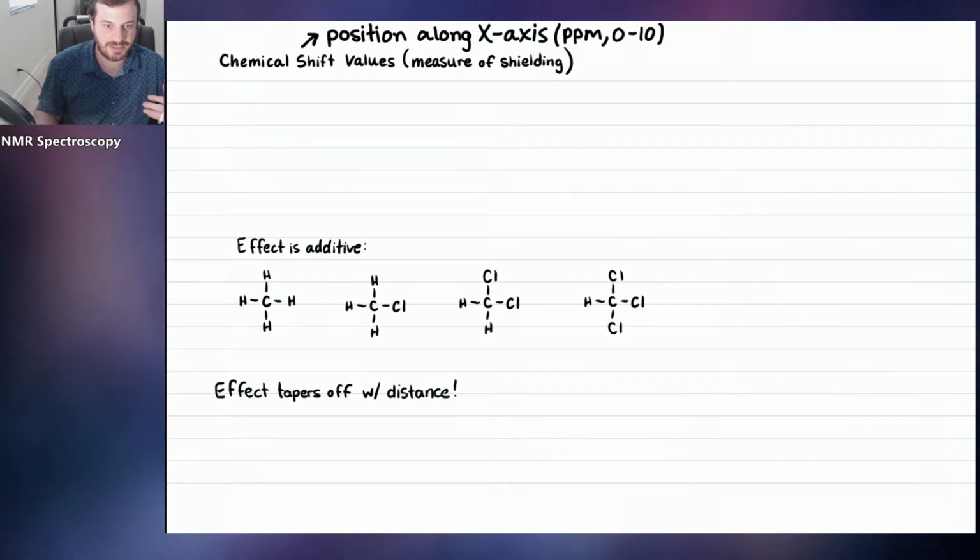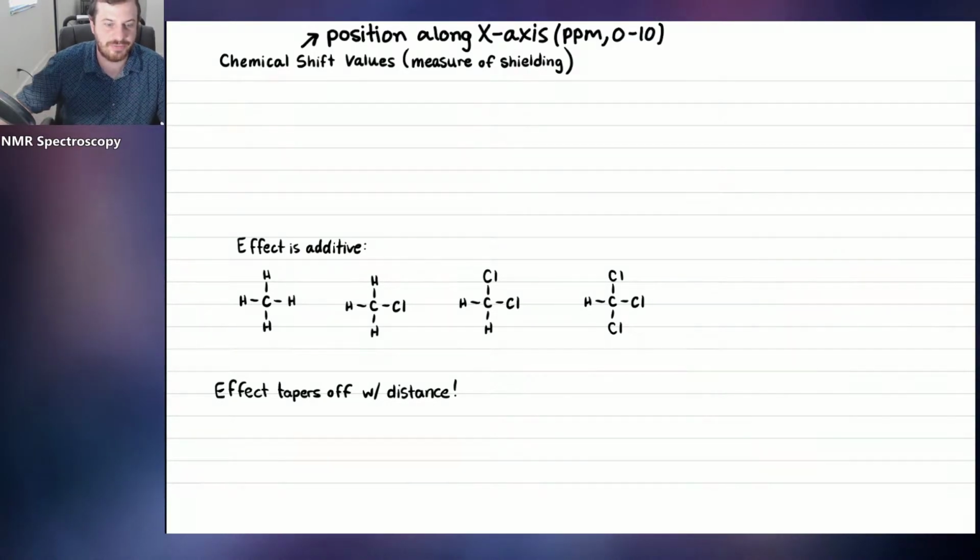So if a proton is in a very electron-rich environment, it's said to be very shielded, and so its ppm value or chemical shift value will be close to 0. However, if that proton has very little electron density around it, then it's said to be deshielded, and the ppm value or chemical shift value for that proton will be closer to 10.